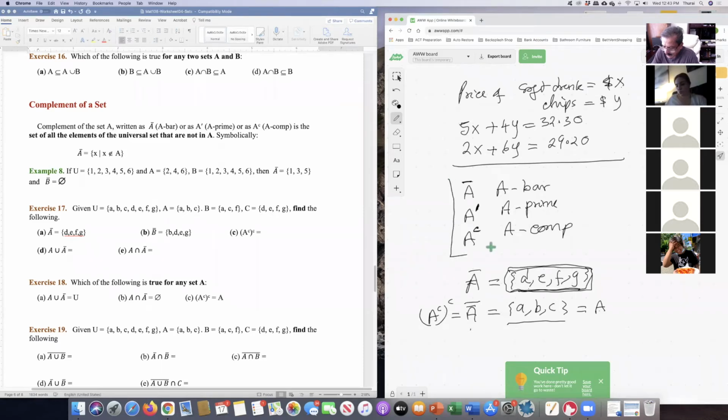All these 3 different notations mean the same thing. They're all complement of the set. And the complement means everything that is not in A should be collected. That's what the complement is.